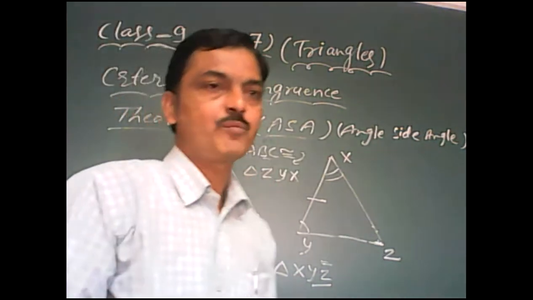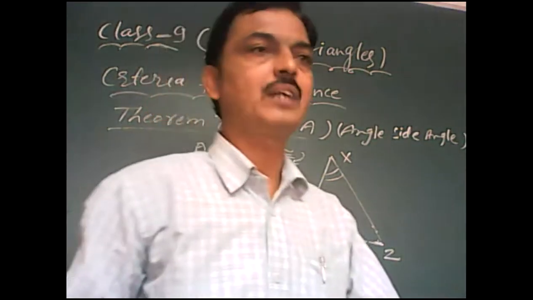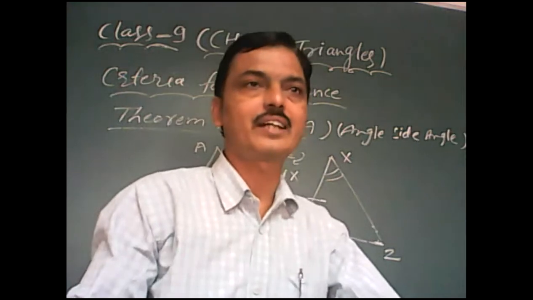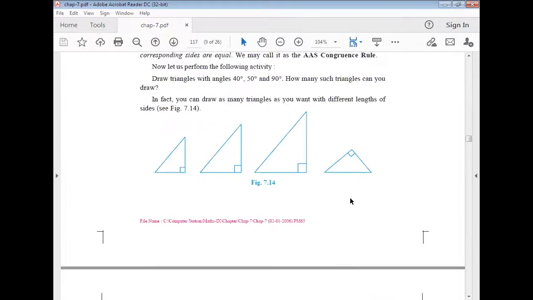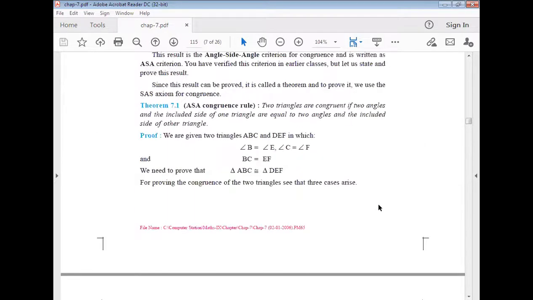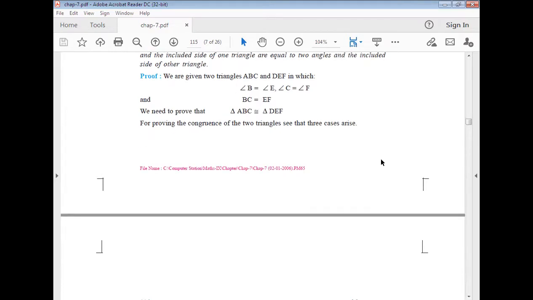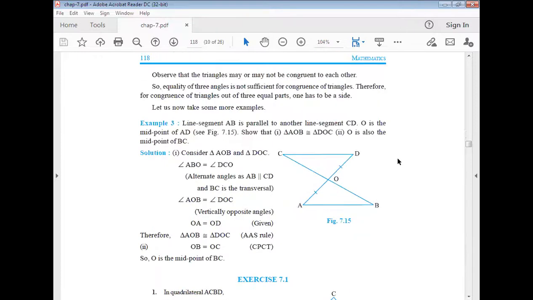Now look at the screen, because here we discuss an example based on this congruence criterion. Students, the proof of this ASA is not required here. Only the rule you need to understand. Proof is not in your syllabus. Now, example number 3.